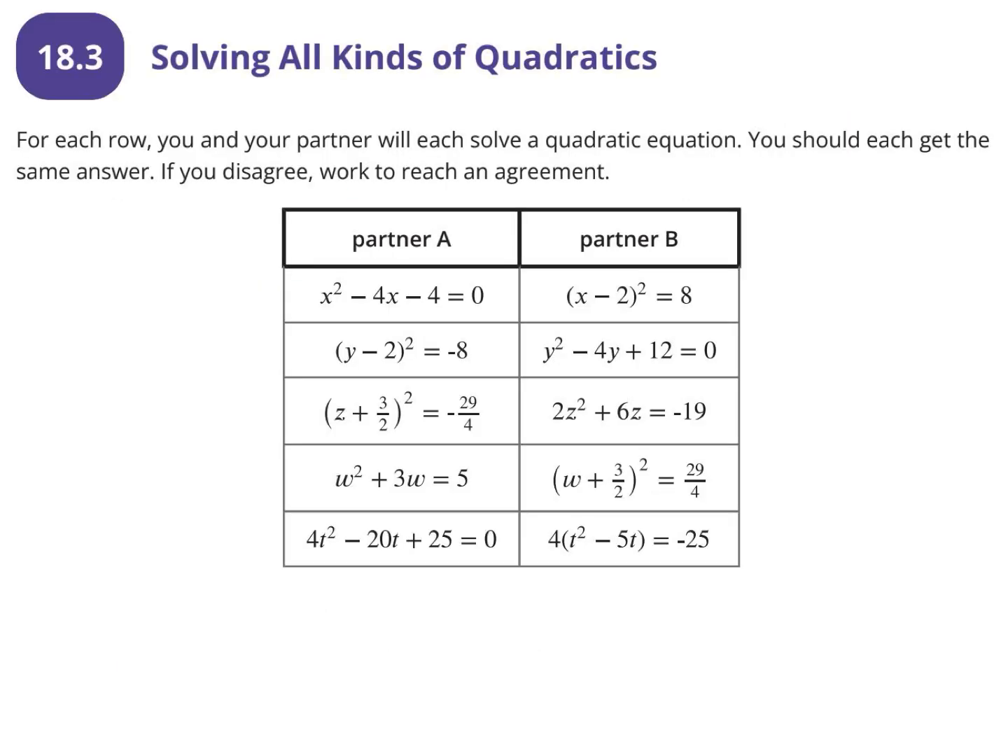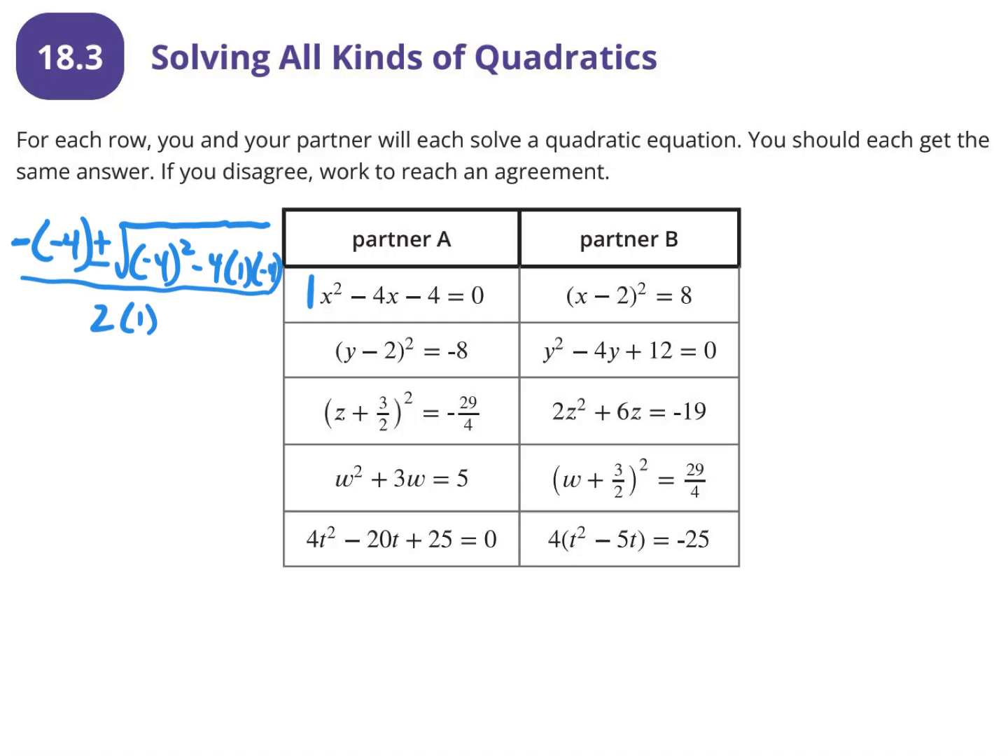Okay, so let's solve partner A. We're going to solve the one in the top row first. So I'm going to use the quadratic formula since it is already equal to 0. So my A is 1, my B is -4, my C is also -4. So negative of -4 plus or minus the square root of B, which is -4 squared, minus 4 times a times c, which is -4, all over 2 times a. So this is all part of the equation.